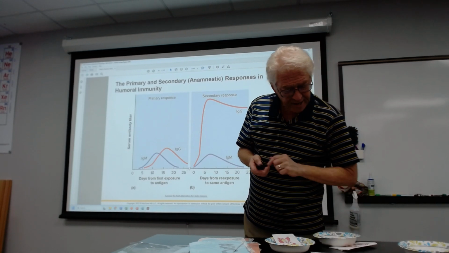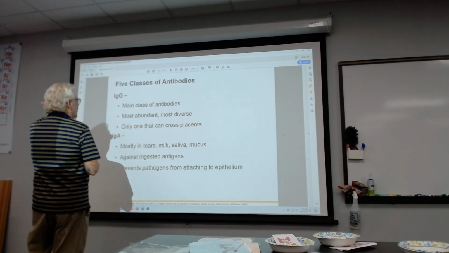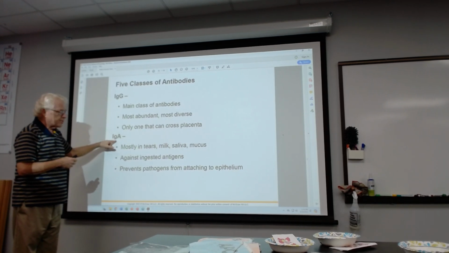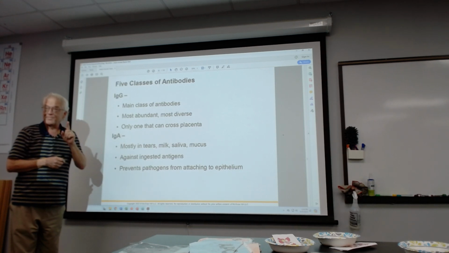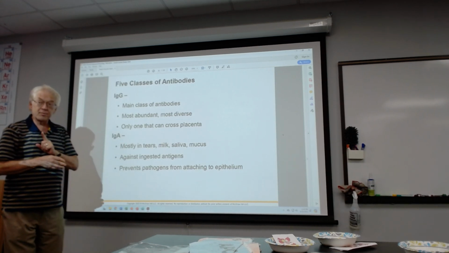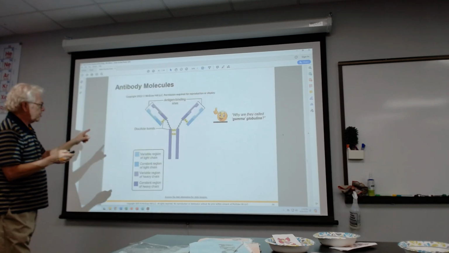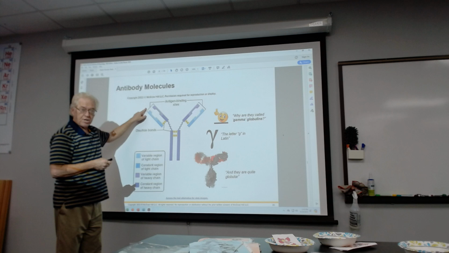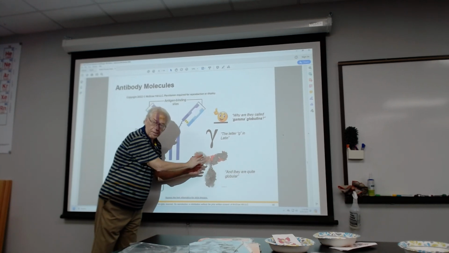Now, the 5 classes of antibodies. Here we go. 5 classes. Now, what does the I and the G every time mean? Immunoglobulin. Aren't they part of your immune system? Yes. Are they globular in shape? Yes. In fact, let me show you real quick. We always draw antibodies with a Y shape, but it's actually globular. See how what the glob it is?